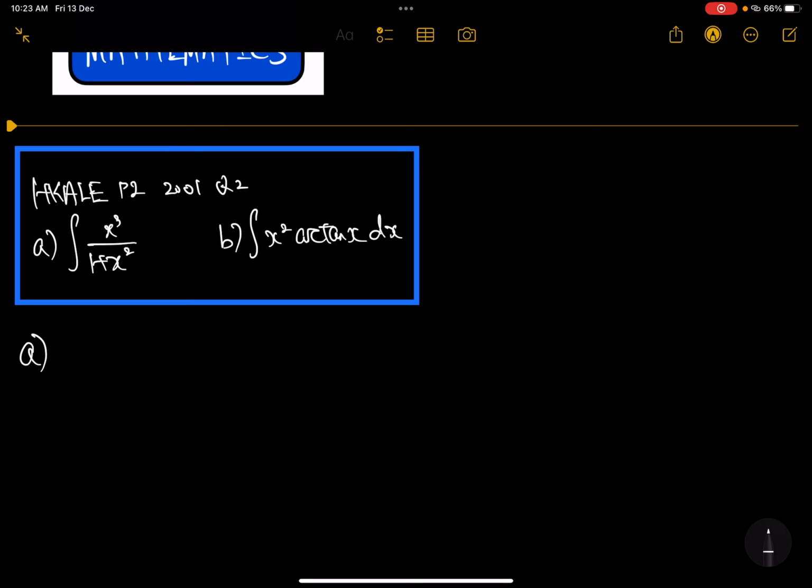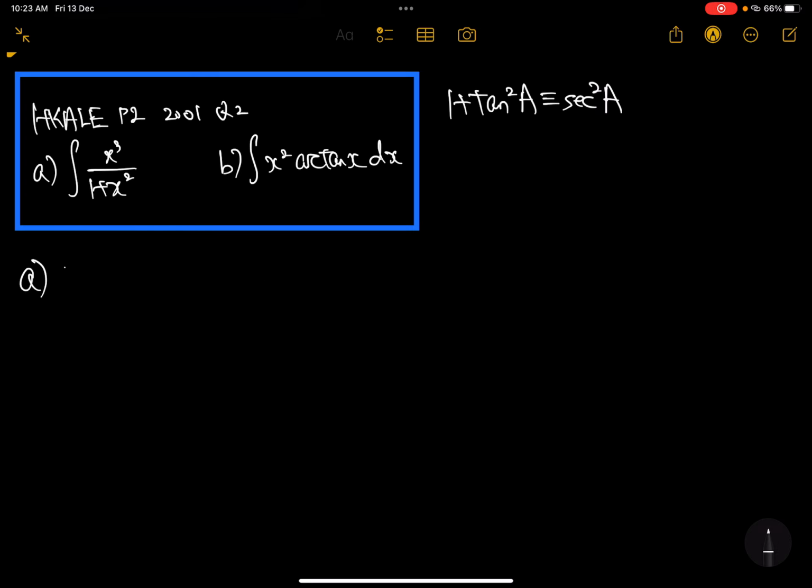Whenever you see a 1 plus x squared in this part right here, you know we will have to use this identity. I'll write that here. And this identity is too basic, so I'm not going to explain it here. So we have, obviously there's a dx here.